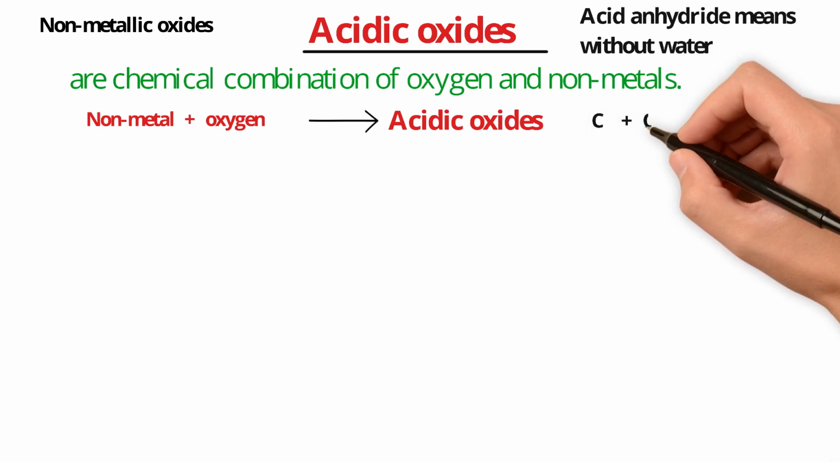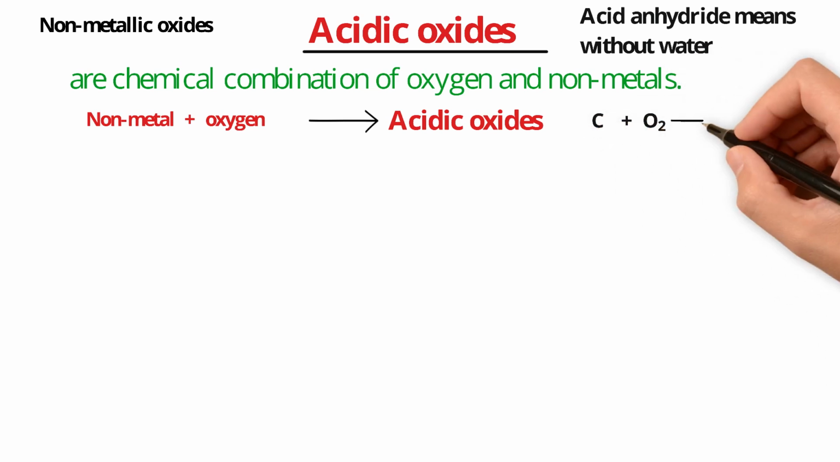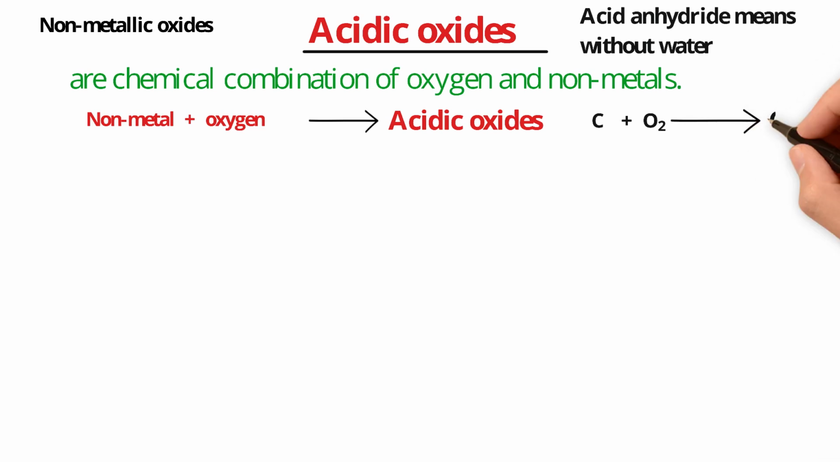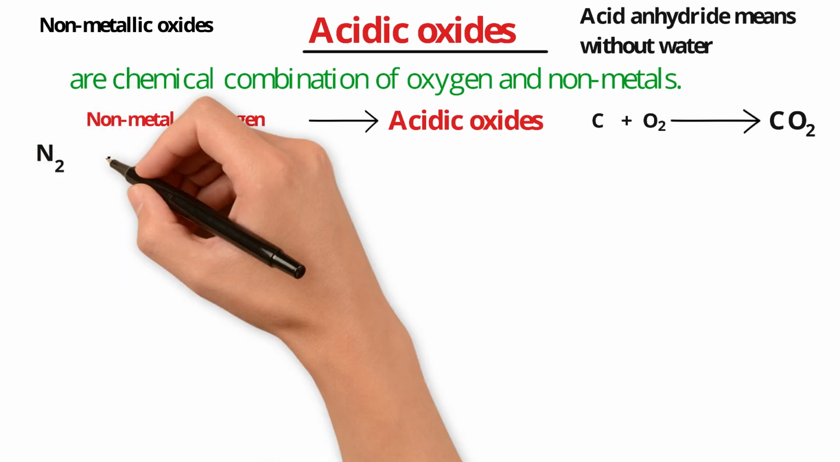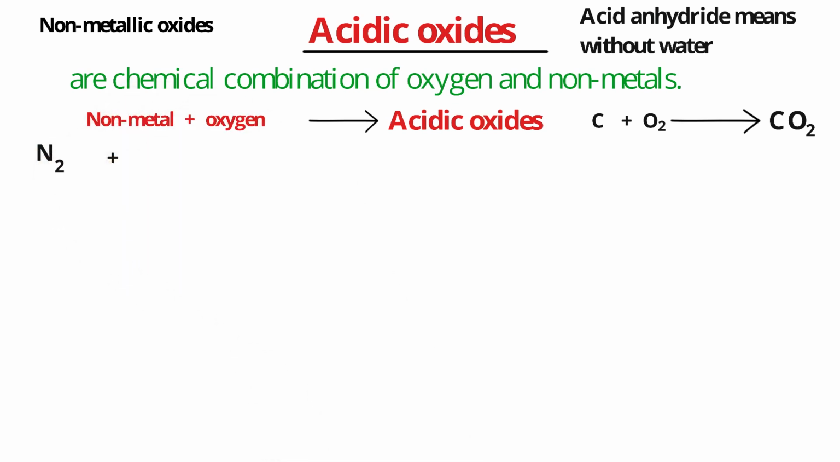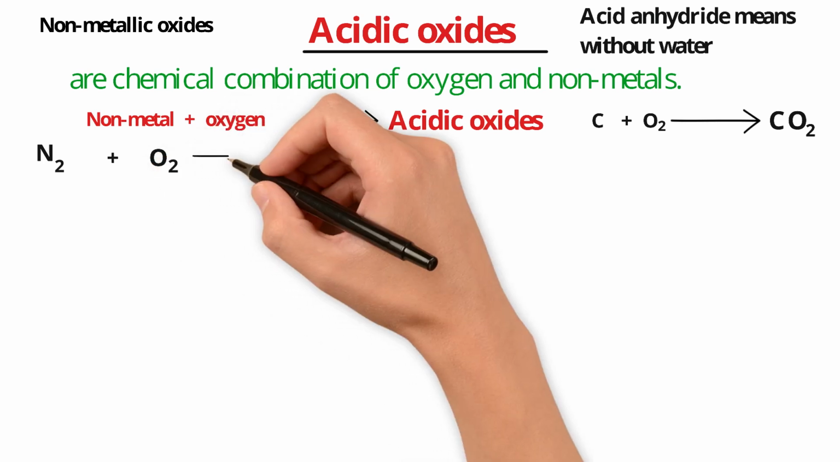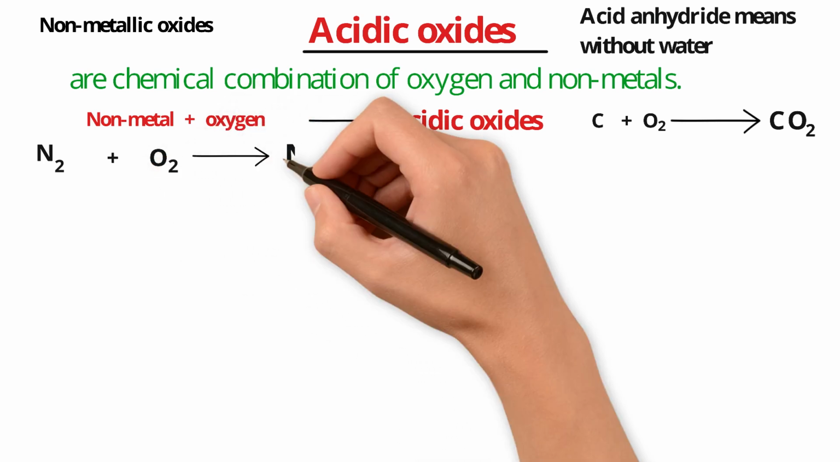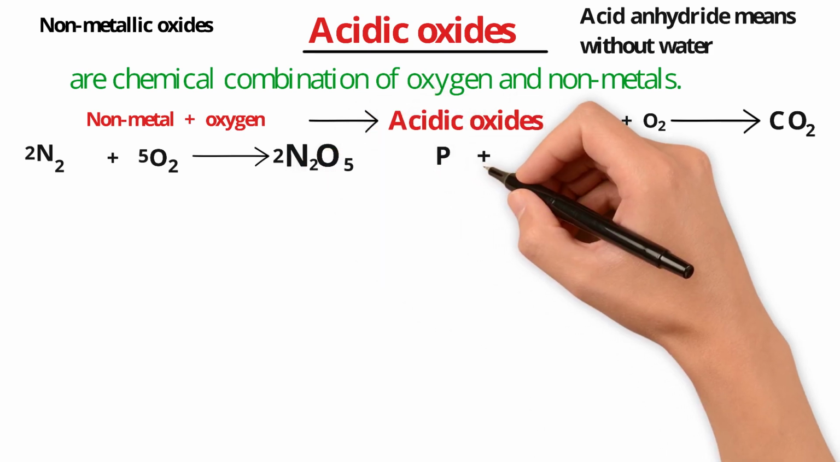Generally, a non-metal reacts with oxygen to form acid oxides. For example, carbon is a non-metal and burns in oxygen. It produces carbon dioxide. Carbon dioxide is an acidic oxide. Nitrogen is a non-metal, and reacts with oxygen to form nitrogen pentoxide. This nitrogen pentoxide is an acidic oxide.